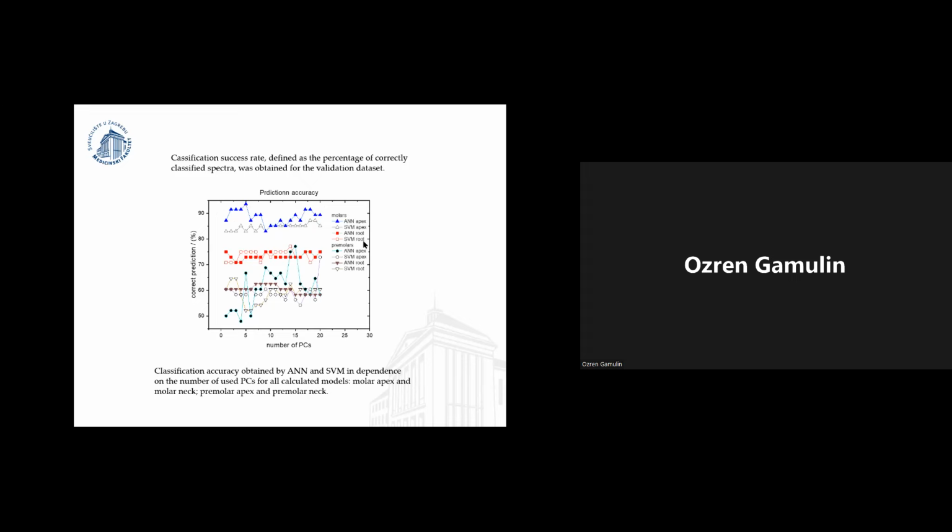For spectra recorded at the root of molars, we get a little bit lower result. It's on average about 73%, more or less equal for the artificial neural networks and support vector machine. And premolars give us the worst result, which on average is about 60%, except for a few points for certain numbers of PC components that go even to 75%.